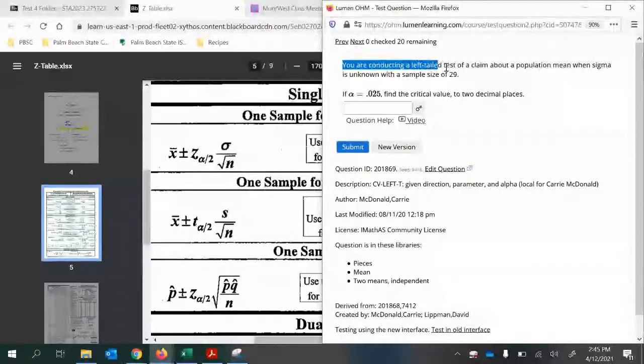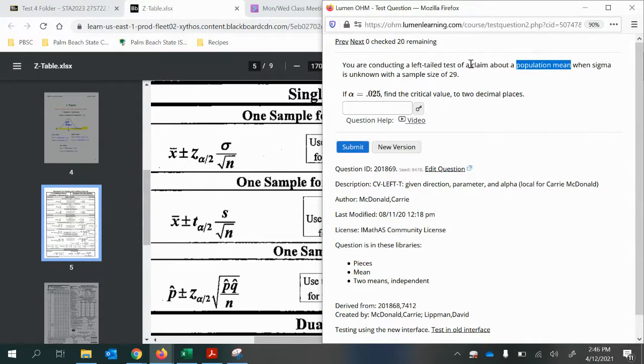So it says you are conducting a left-hand test of a claim about a what? A population mean. So right there, that tells me that I'm going to be using either the Z distribution or the T distribution. If at this point it had said a claim about a population proportion, then I would know that it could only be the Z distribution, because when you do tests and confidence intervals for proportions, you will always be using the standard normal distribution with Z-scores. The only time you might have to use a T-score is if you're doing a claim about a population mean.